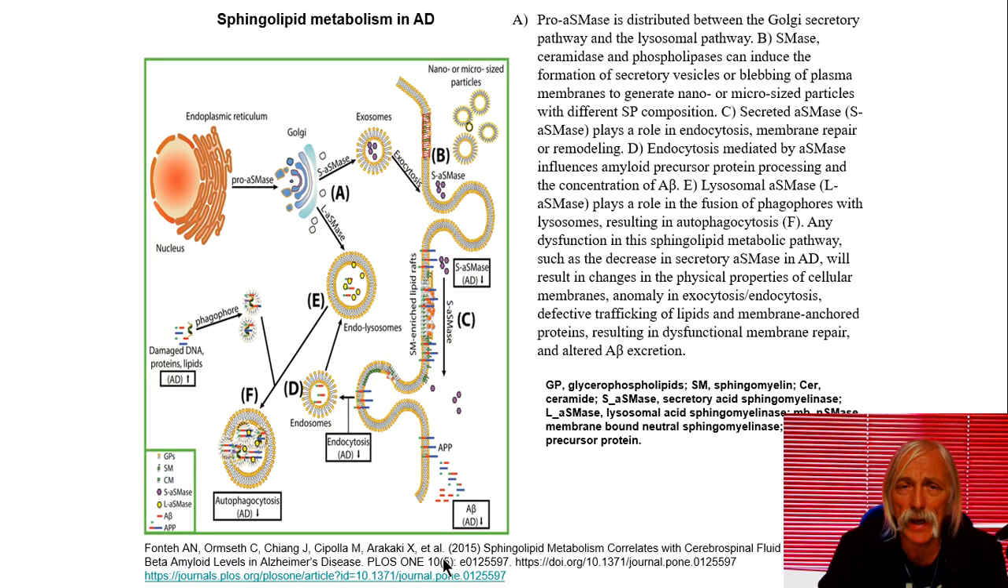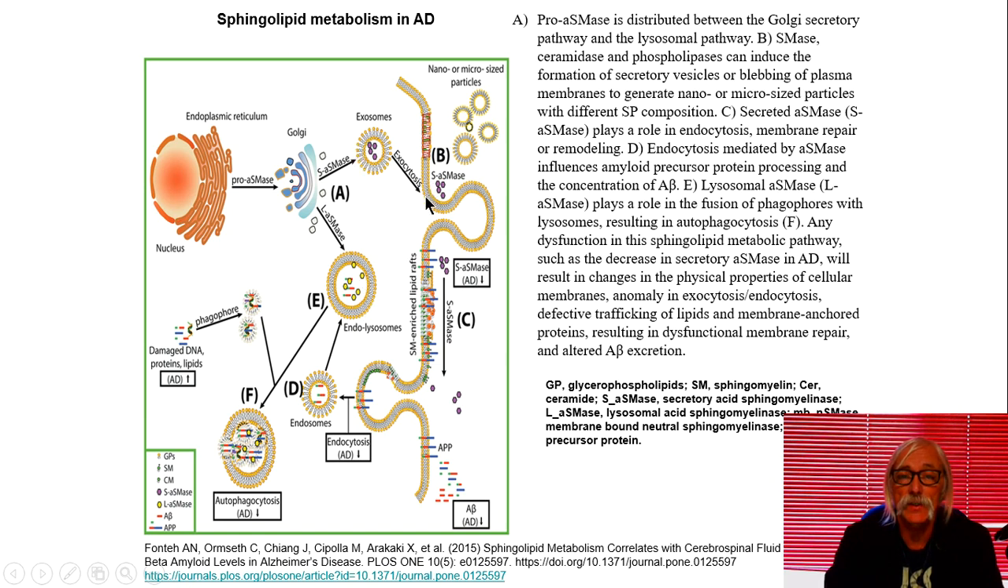So here's sphingolipid metabolism in AD, put together in a model. This comes from a paper, 2015. Sphingolipid metabolism correlates with cerebrospinal fluid beta amyloid levels, etc. From the ER, you get a pro-acid sphingomyelinase, which acts on the Golgi. The Golgi then secretes an acid sphingomyelinase along with the lipids themselves. You can have two different types of endosomes. You can have endolysosomes and exosomes.